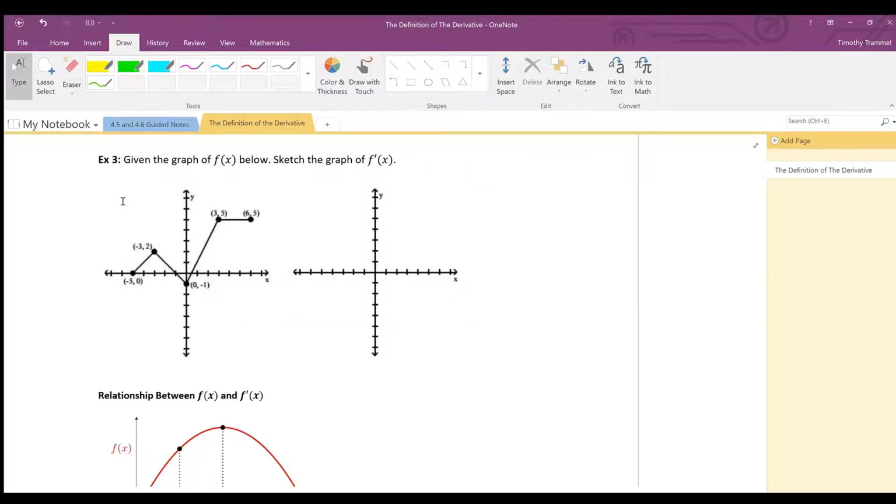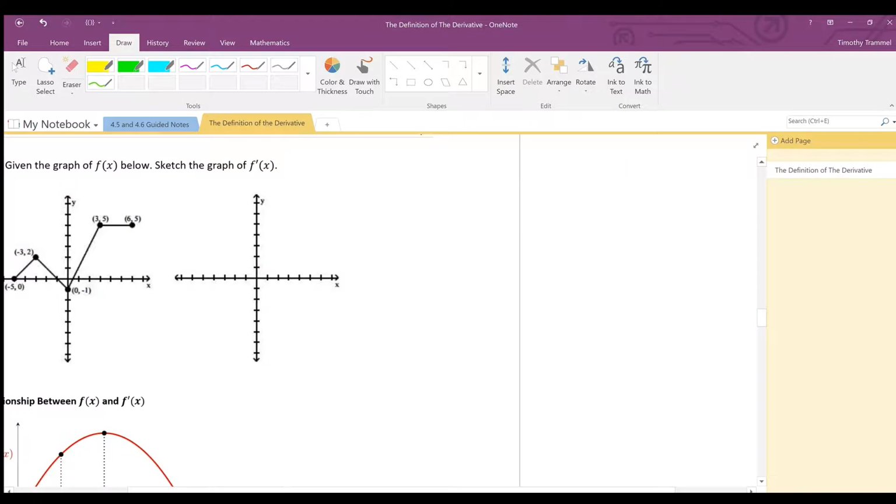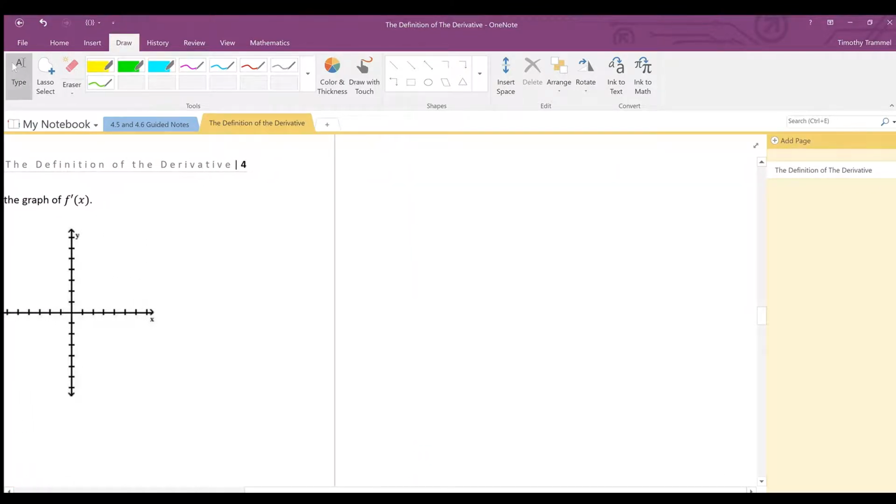Example 3, we're given the graph of f of x and we want to sketch the graph of f prime of x. One thing I want you to note about this piecewise function we have sketched here is that all of the functions that make up this piecewise function are linear. So let's look at a little bit more general case of the derivative. Let's look at the derivative of just any linear function. We'll move over here.